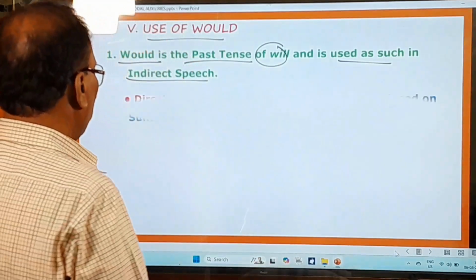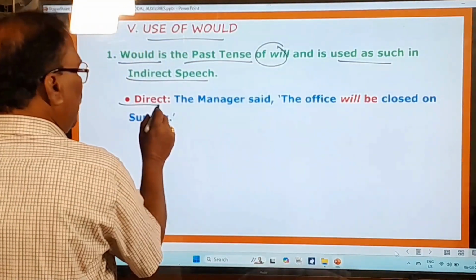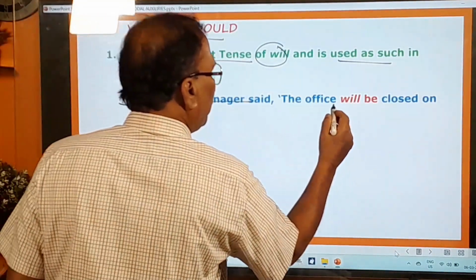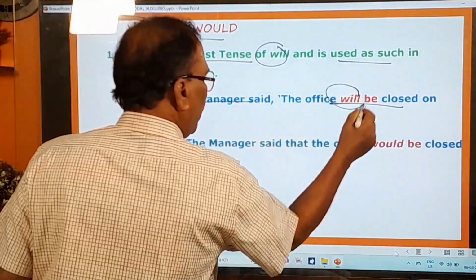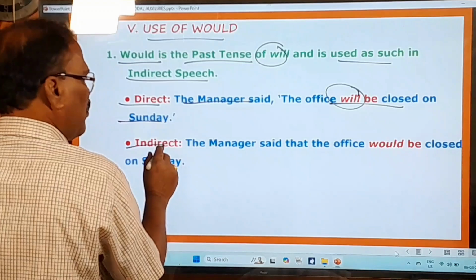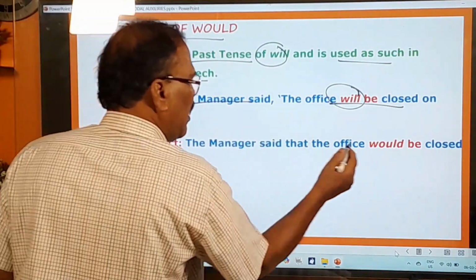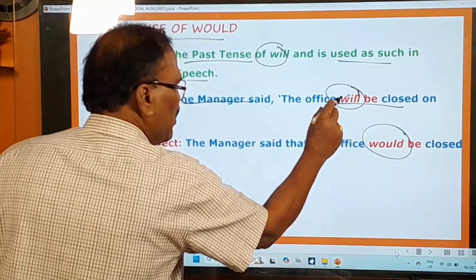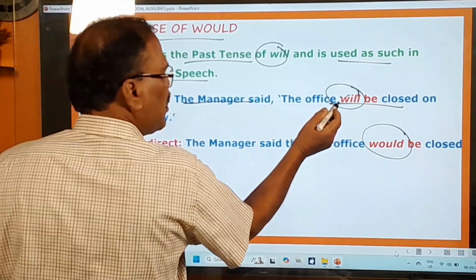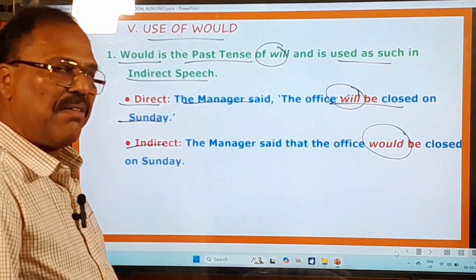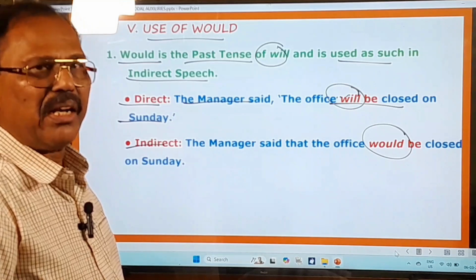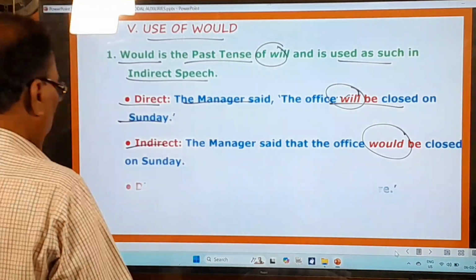So some examples are given here. Direct speech: The manager said the office will be closed on Sunday, right? And here will be is used. So in the indirect speech, what do you say? The manager said that the office would be closed, and will be is turned into would be, because in the indirect speech you have to change everything into the relevant past tense. Okay, one more example.